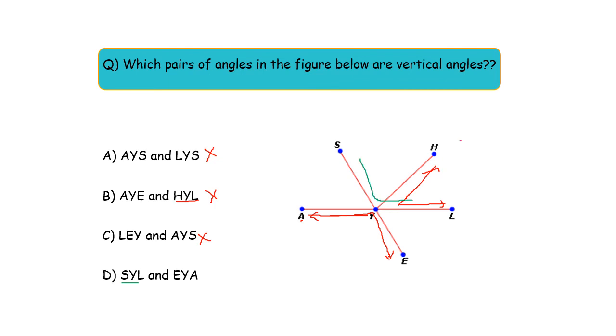SYL, this much. SYL and EYA. EYA, this is correct. They are vertically opposite and equal. So this is the answer. So actually in this question, we have to check all of them one by one from the diagram. Okay.